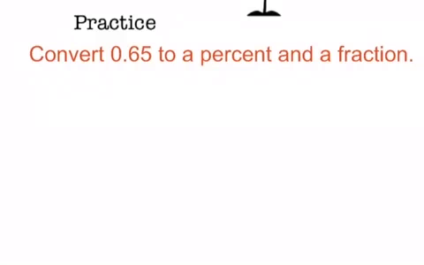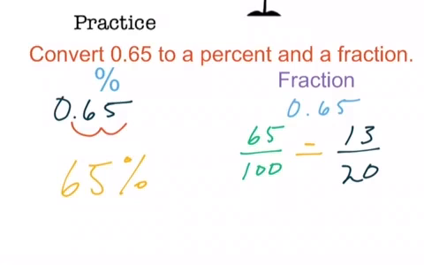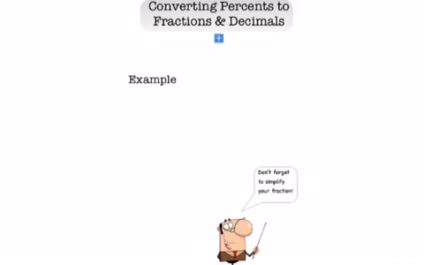So here's a practice question for you real quick. Give you about a minute to give it a shot. Convert 65 hundredths, 0.65, to a percent and then a fraction. Go for it. Okay, so hopefully this is what you got. As a percent, move it 2 places to the right, and you got 65%. As a fraction, 65 over 100, and that can simplify down using 5s to 13/20.